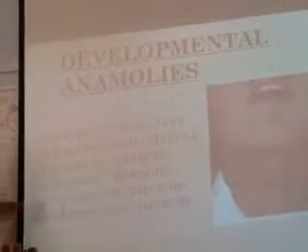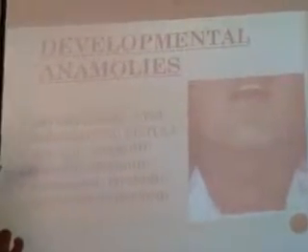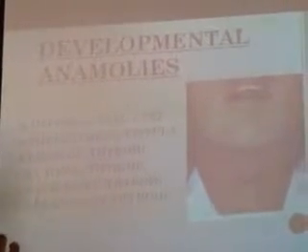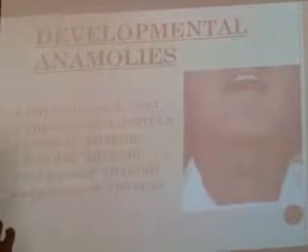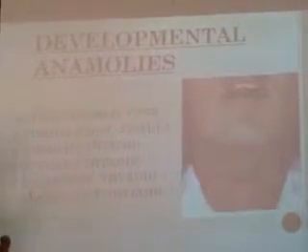And next are the developmental anomalies. Thyroglossal cyst is covered in pathology, and thyroglossal fistula, and lingual thyroid, which will be present posterior to the tongue. Ectopic thyroid means thyroid not in the normal place, and also excessive thyroid, and agenesis of thyroid, where there is no thyroid gland.